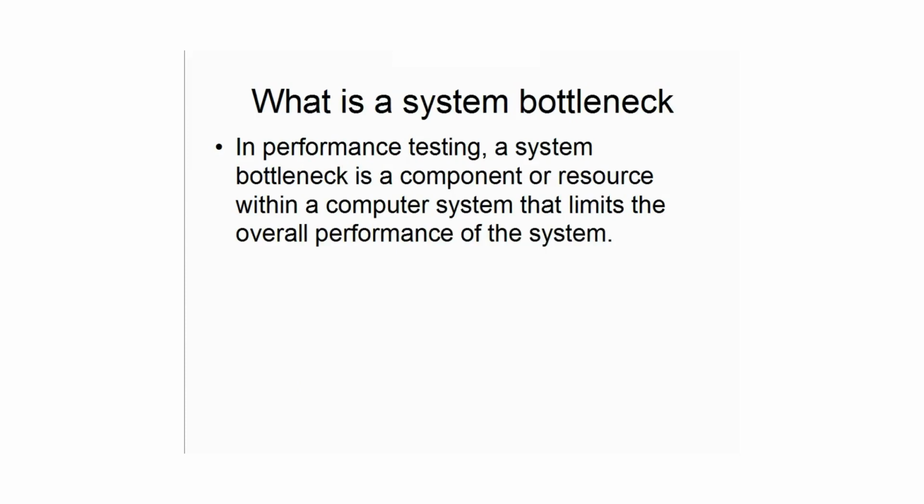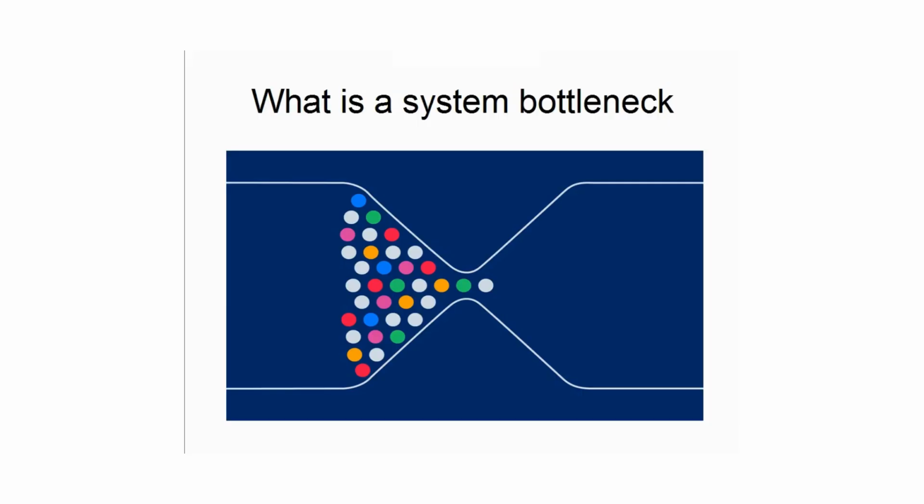So there is a very famous key concept in performance testing: the system bottleneck. In performance testing, a system bottleneck is a component or resource within a computer system that limits the overall performance of the system. This is an image of the system bottleneck. The bottleneck could be in a component, so it could be a software bottleneck or a hardware bottleneck.